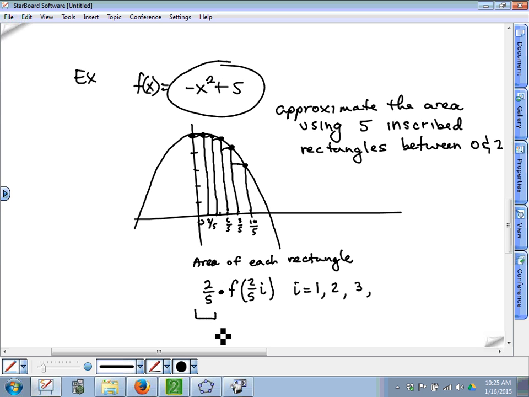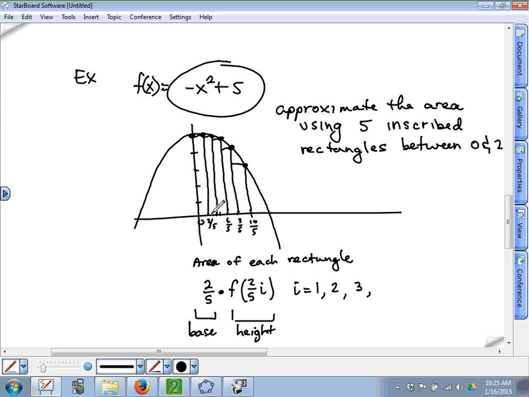What is this quantity right here, 2/5? What does that represent? The base. And isn't that going to be the same base for all of the rectangles? Yeah. That's why it's just 2/5. It doesn't have to have any variables. What does this quantity here represent? The height. But isn't the height always changing for each rectangle? So, the first x value I plug in is 2/5. I plug 2/5 into the function, right? That's when i equals 1. What's 2/5 times 1? 2/5.